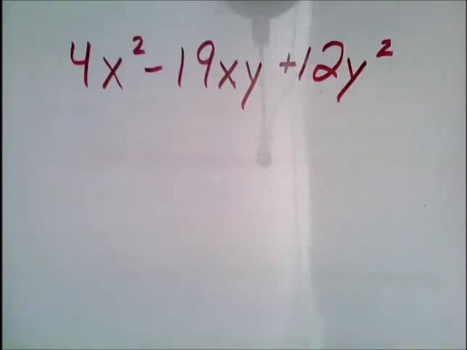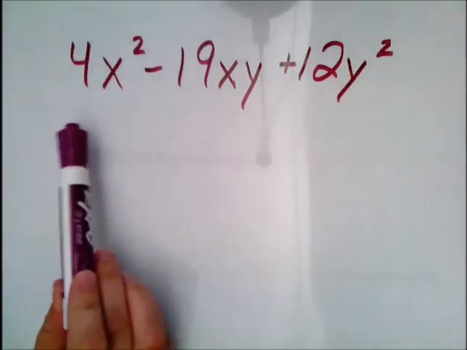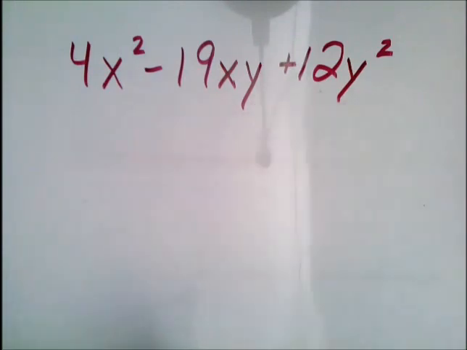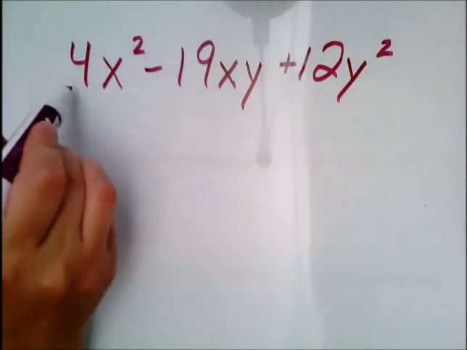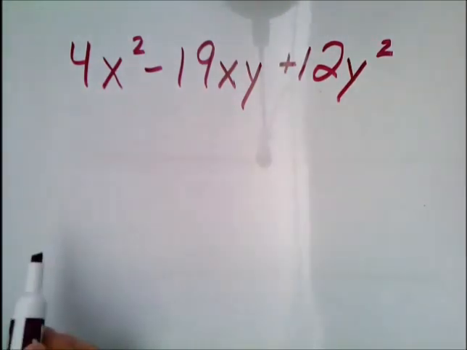Here we're going to look at factoring where we have two variables. So you notice instead of just being like x squared, x, and then a number, we have x and y in here. And we also notice that it starts with something other than 1. So this looks like an AC method factoring.